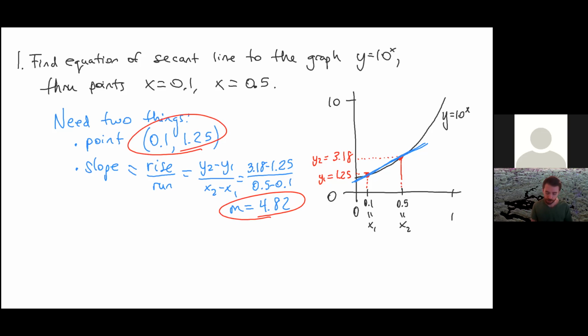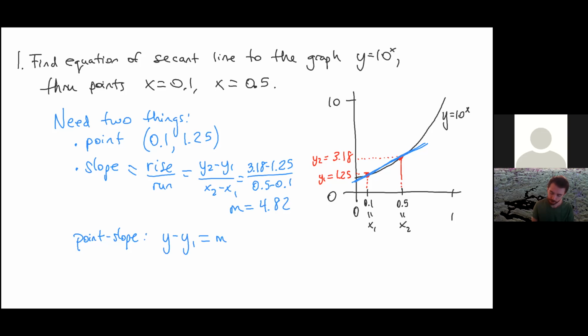We should be able to use point slope form for the equation of a line. Okay, so let me remind you guys what that is. Point slope is, not sure if you guys generally write it this way. There are different ways to write it, but that's the way I think of it. Okay, and then we can just plug in. So I get y minus 1.25 equals the slope, 4.82, times x minus x1 was 0.1. That was that point.